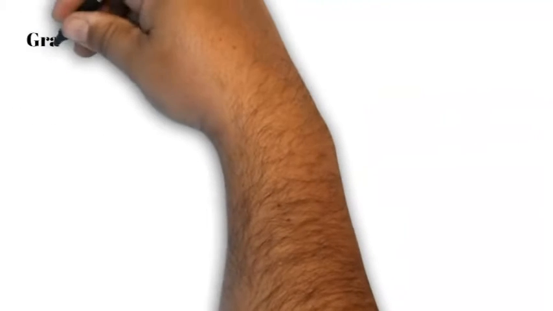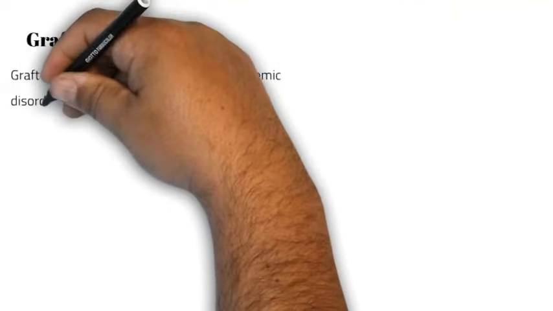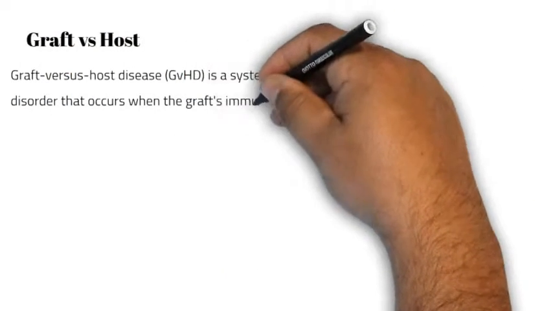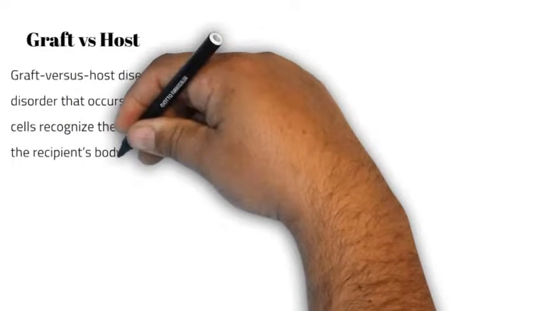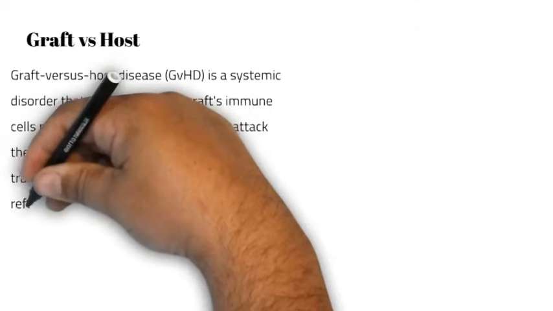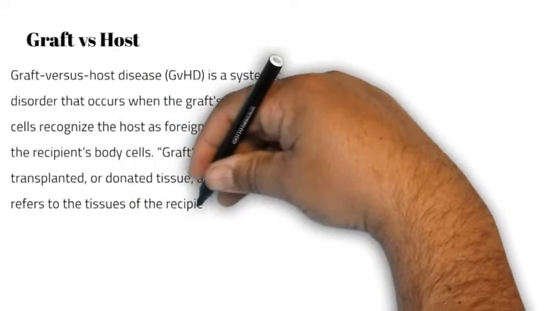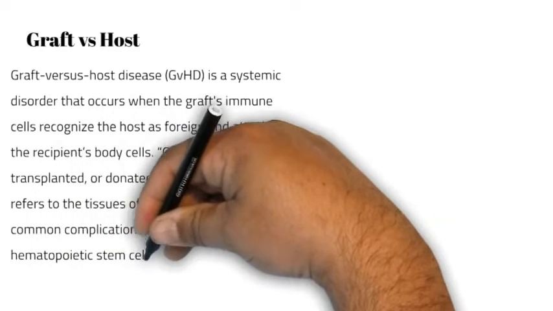Tacrolimus. Graft versus host disease (GVHD) is a systemic disorder that occurs when the graft's immune cells recognize the host as foreign and attack the recipient's body cells. Graft refers to transplanted or donated tissue, and host refers to the tissues of the recipient.